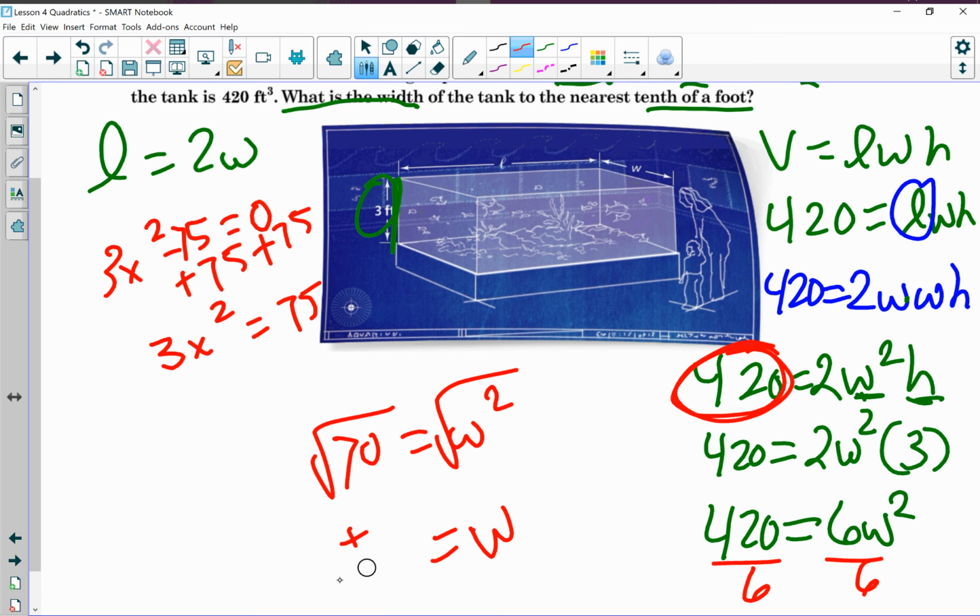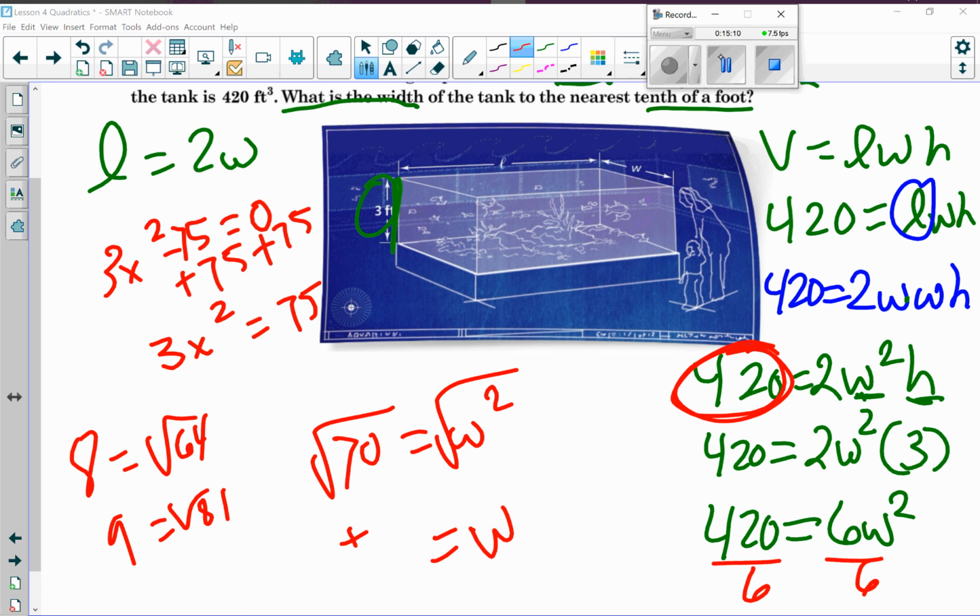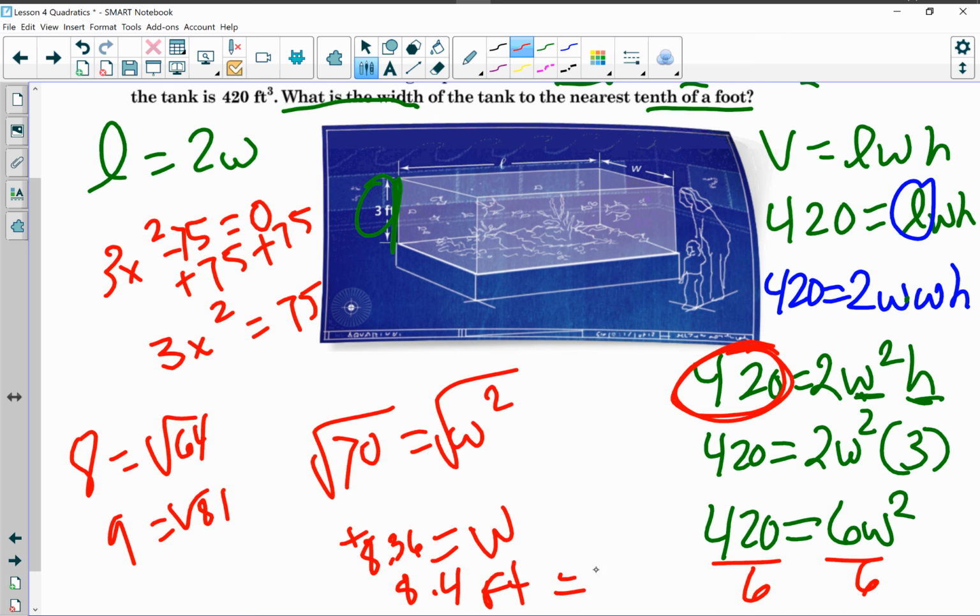The negative's not going to matter because length can't be negative. So I'm going to square root 70 on my calculator and see what it is. It's probably somewhere between square root 64 and square root 81, right? So it's somewhere in between 8 and 9. So it is 8.36, and it says round to the nearest tenth of a foot. 8.36, so we're going to go 8.4. So the width is 8.4 feet. So that's our width, 8.4 feet.